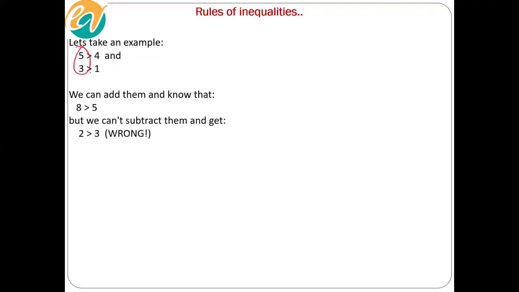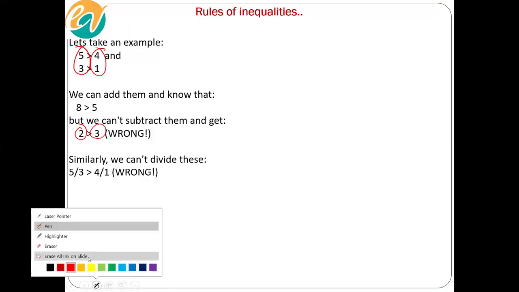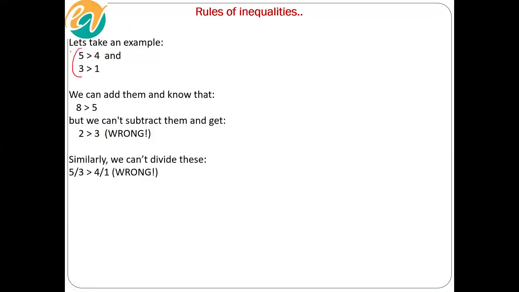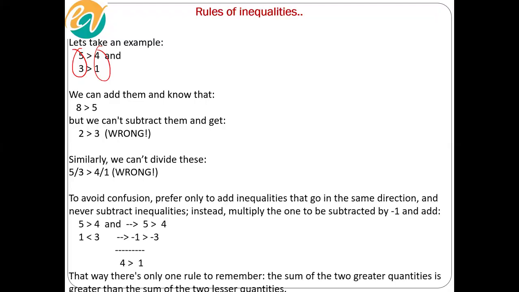5 minus 3, which is 2, and this is 4 minus 1, which is 3. So clearly 2 is not greater than 3. So we cannot subtract. Similarly, we cannot divide these two inequalities. 5 divided by 3 is obviously not greater than 4 divided by 1. Right? So to avoid complexity, there is just one rule that you have to remember.